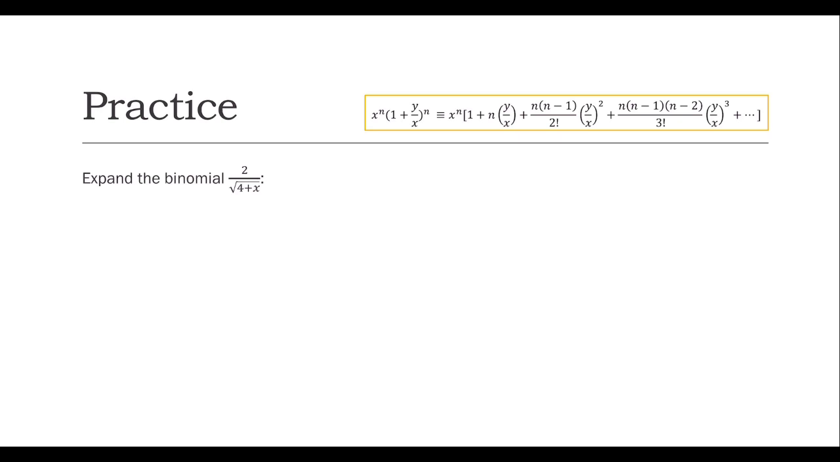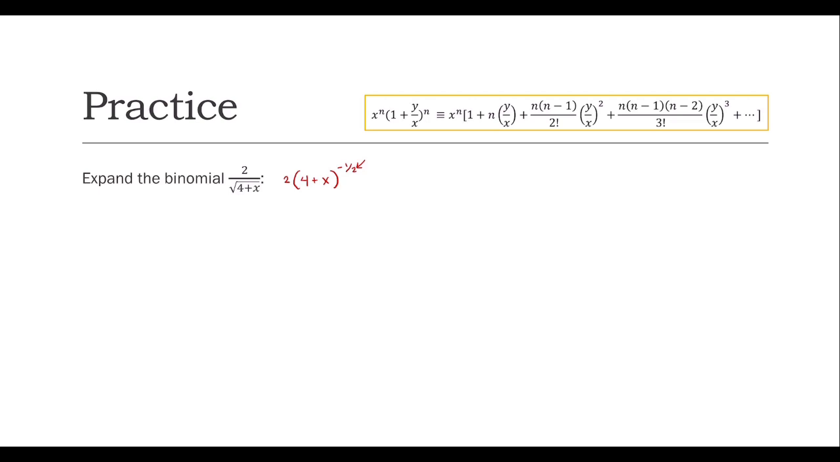So here we have our first practice problem with expanding binomials that have an exponent other than a positive integer. We'll start out by writing this with our fractional negative exponent. So this would be 2 times 4 plus x to the negative 1/2. It's negative because it's in the denominator, and it's 1/2 because it's a square root. So that's the denominator of our fraction.